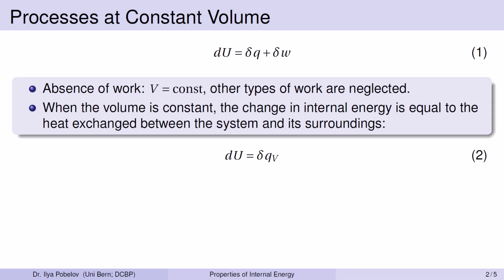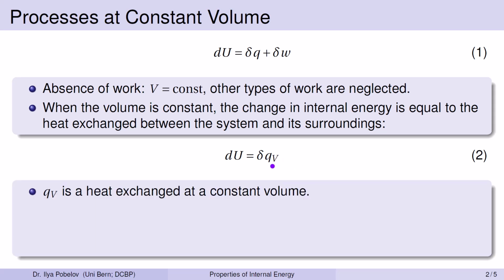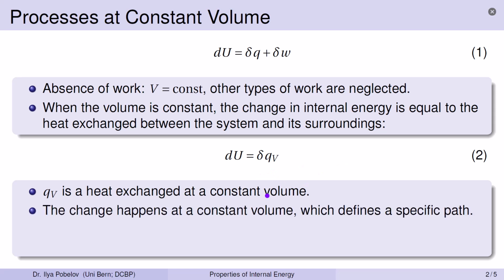Indeed, when we, for instance, heat a system at a constant volume, all the heat is utilized to change the internal energy. We denote the heat exchanged between the system and its surroundings at a constant volume as QV. Note that this equation states that a change of a state function U is always equal to a change of a path function Q. In general, heat is dependent on the precise path of the state change. But in this scenario, this change happens at a constant volume, which defines a specific path.